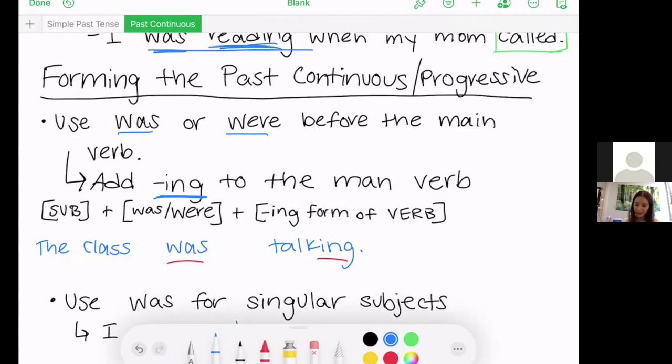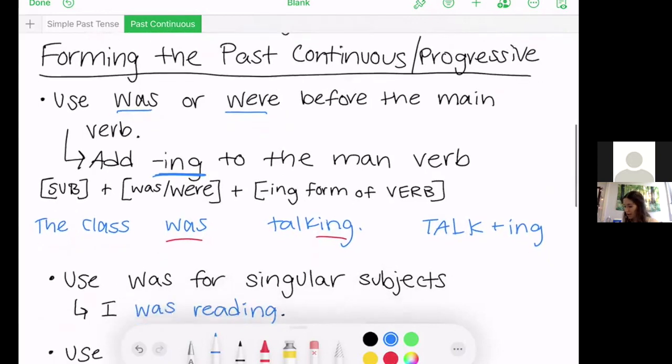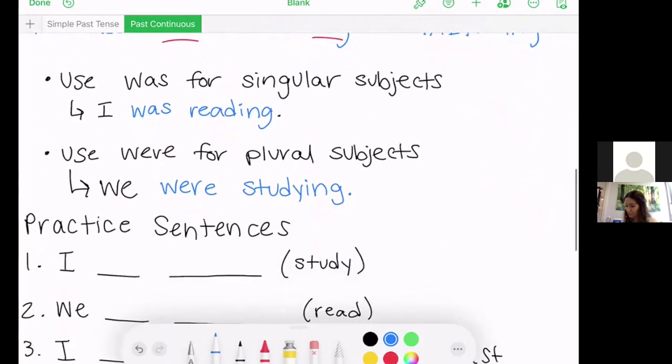Let's look at that with an example. The class, that's our subject, was, because it's one class, the class was talking. The infinitive form would be talk, and then we added ing to that main verb. The main verb is talk, we add ing, and we use was. So there are two components that you need to remember for the past continuous.